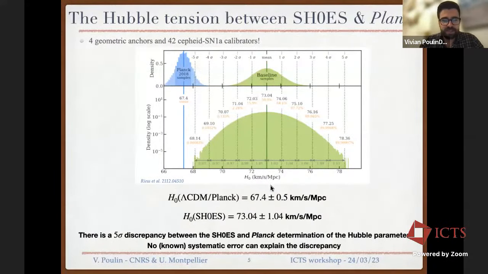So this is what it looks like when you look at the Hubble parameter. As I mentioned, it is higher by about 5 sigma, centered around 73 kilometers per second per megaparsec, while our lambda CDM model, calibrated onto Planck data, predicts something around 67.5 plus or minus half a kilometer per second per megaparsec.